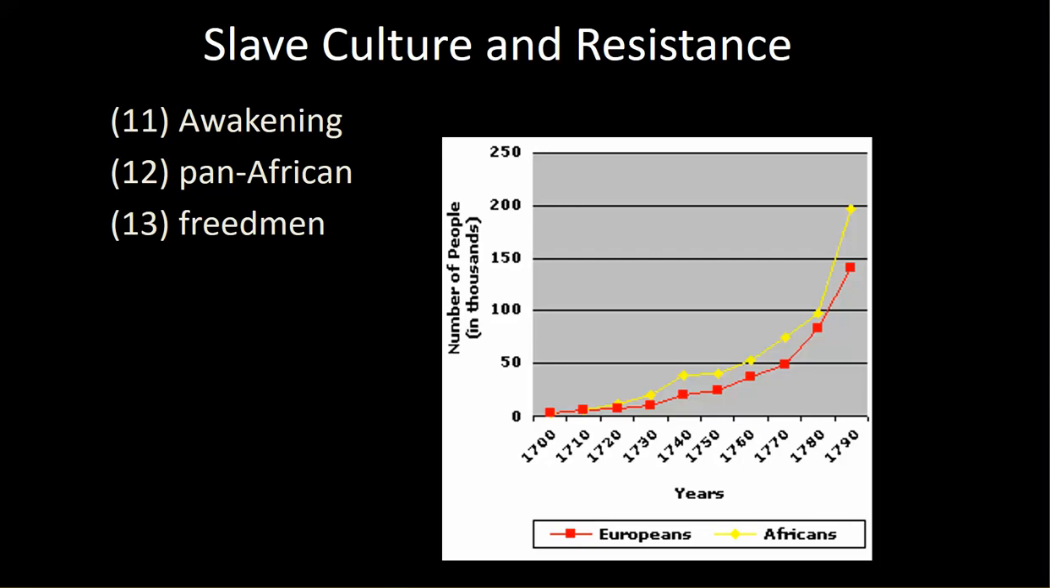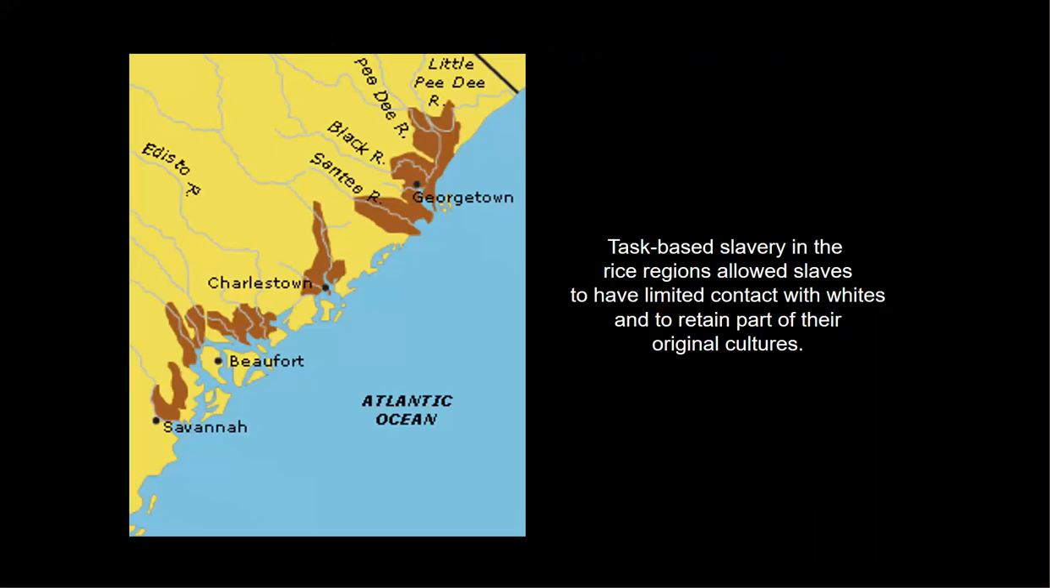You go to the rice plantations, the task-based rice plantations in South Carolina and Georgia, different. On those rice plantations, the slaves lived in extremely harsh conditions. The birth rate was very low. The infant mortality rate was very high throughout the 1700s. That meant that it was very difficult to have families. And throughout the 1700s, planters constantly imported new labor from Africa. The slaves in the rice fields rarely came into contact with white people.